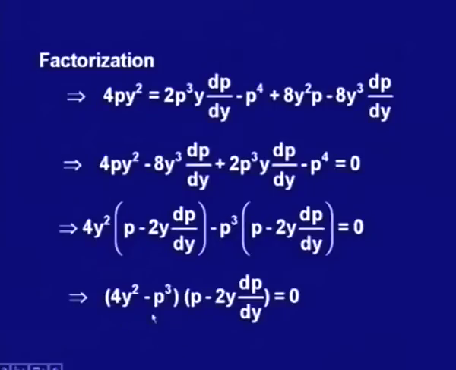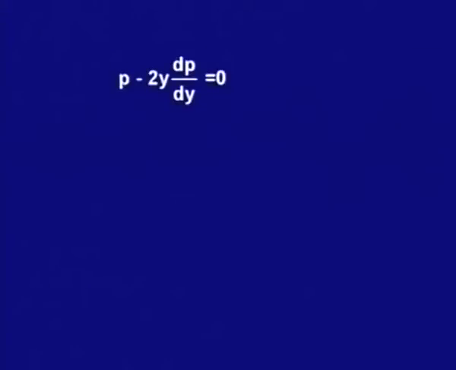The first equation is a general equation in p and y, while the second equation is a differential equation in p and y. So, we are getting two equations. First, we are talking about this differential equation. As we had seen in the previous method also, the simple equation may not give me the general solution. So, we are using the differential equation p minus 2y times dp over dy is equal to 0. Very simple equation of first order and first degree in p and y.